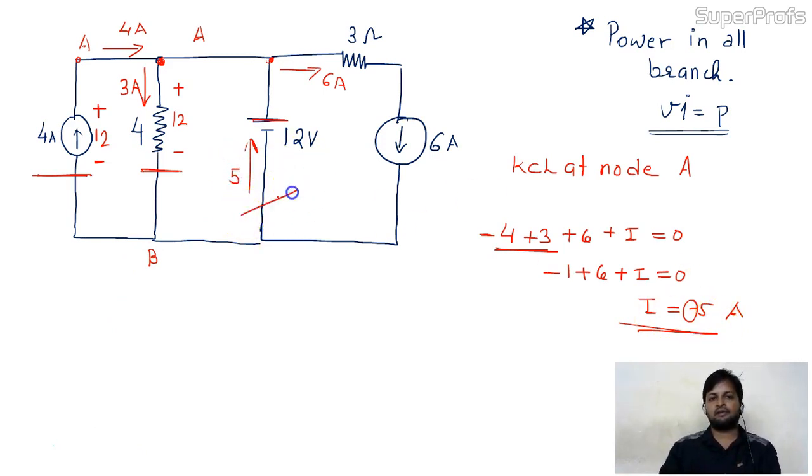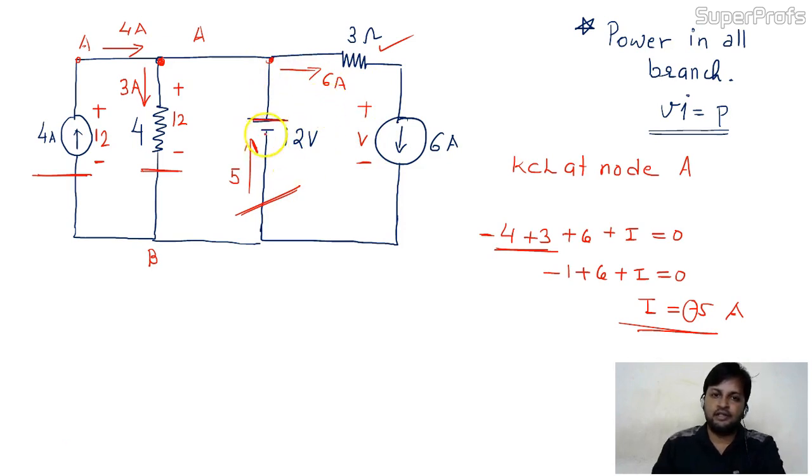Now you can find out the power over here also. Is there any problem with you? No. Now you can find out the power in this element also. But you can't find out the power in this 6 ampere source. Why? Because you need the voltage here. So, can we find out the voltage here? Yes, I can. I'll apply the KVL in this mesh. In this mesh, I'll apply the KVL. See, this one.